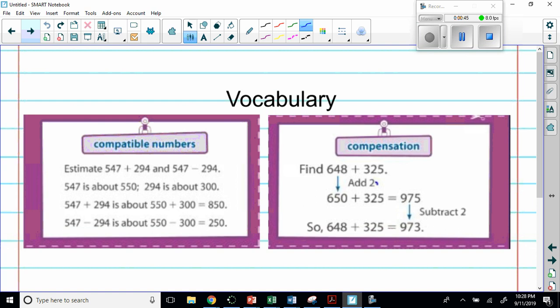Compensation is adjusting one number to make computation or mental math easier, and then balance the adjustment by changing another number. So you'll notice in the compensation example, they changed 648 to 650. They did that by adding 2. Then they added 650 and 325 together to get 975. And then they subtracted back out the 2 that they originally added in. So that gave an answer of 973. So it's really just adjusting numbers to make mental computation or mental math easier.